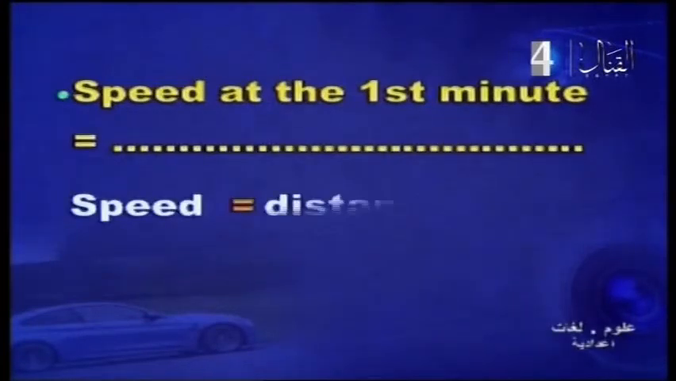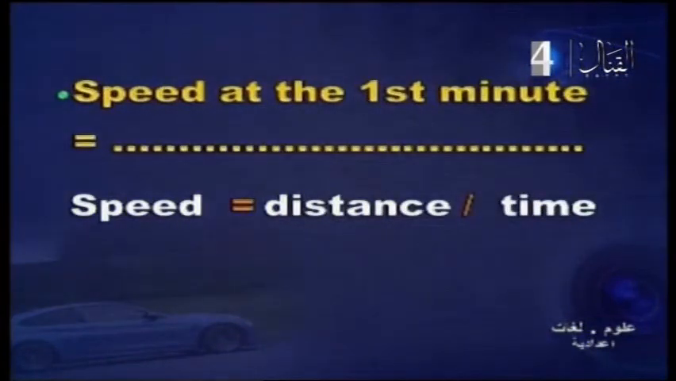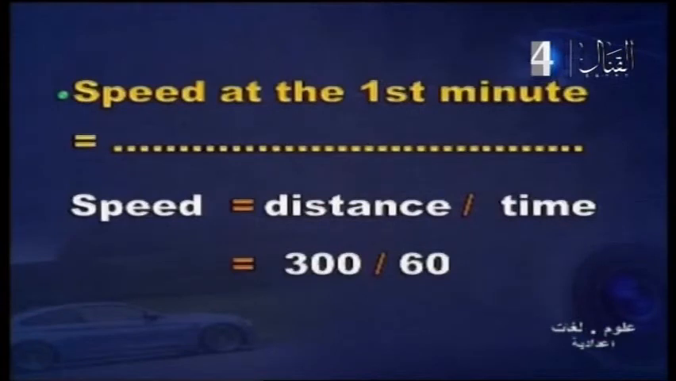Okay, speed is distance over time. And in our problems, if we have the time in minutes, we must convert it into seconds. So 1 minute contains 60 seconds. So let's calculate the speed of the boy in the first minute. Speed equals distance over time. So 300 over 60, which is 1 minute, equals 5 meters per second. So the speed at the first minute is 5 meters per second. The measuring unit of speed here is meter per second.